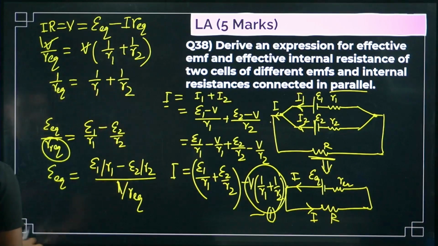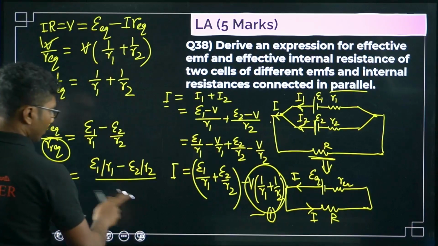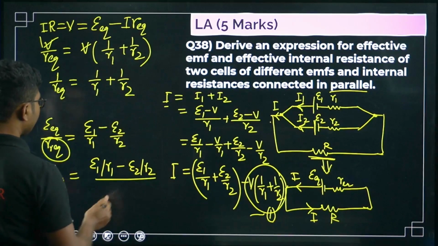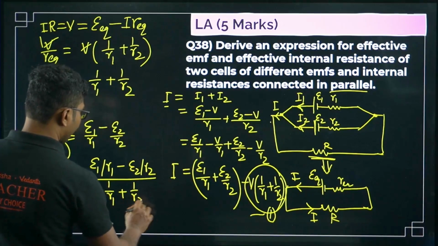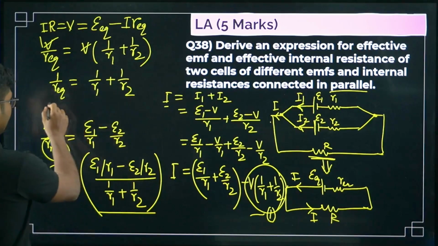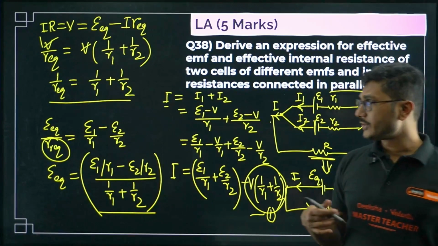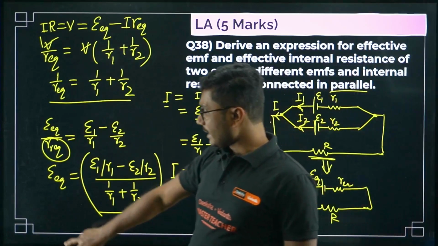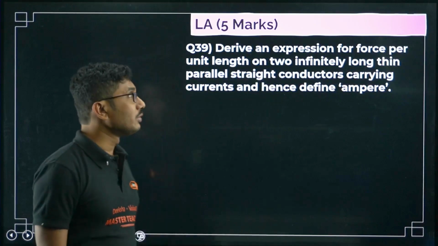So if you replace it here as well, you have to do that, by the way. Don't leave it with REQ in the expression. So 1 by R1 plus 1 by R2. This is the expression for equivalent EMF. This is the expression for equivalent resistance. Slightly longer derivation, but you can expect this kind of derivation as well. Series and parallel both are important.